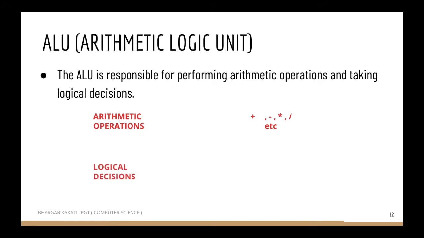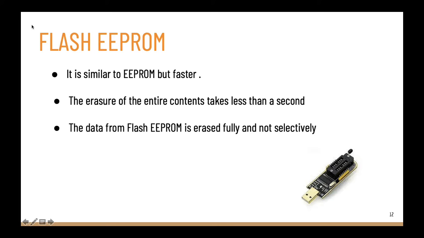Next, let's go to flash EEPROM. What is it? It is similar to EEPROM but faster. That means the mechanism of flash EEPROM and EEPROM is the same, but flash EEPROM is faster as compared to EEPROM. The erasure of the entire contents takes less than a second. The data from flash EEPROM is erased fully and not selectively. This is how flash EEPROM looks.